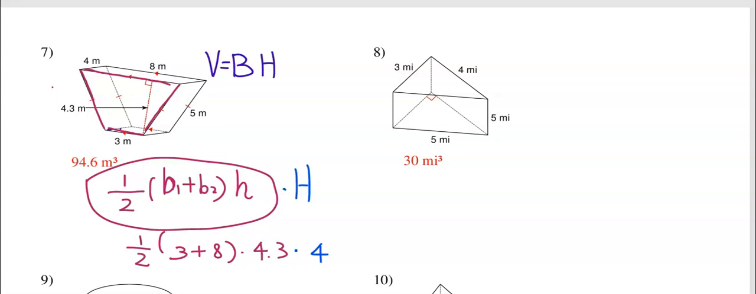Okay, friends, did you have this? I use the same color. So you can see 1/2, base 1, base 2. Base 1 is 3, base 2 is 8, and the height of this trapezoid is right here. That's 4.3. I used magenta to write it down here. Of course, when I underline it, it becomes blue, so please excuse me. And then I times the height of the prism, the height of the prism is 4.